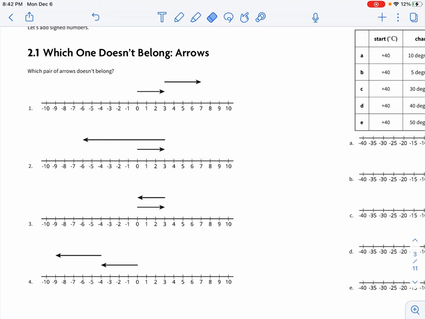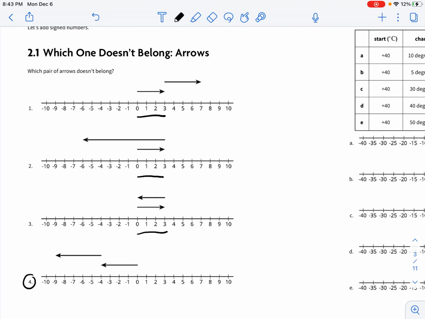So this first one right here just says which one doesn't belong. And you could make a case for a couple of these. For me, what I said is the one that doesn't belong is number 4. And the reason why is because all these other ones, the first one goes positive 3 until you get to number 4.